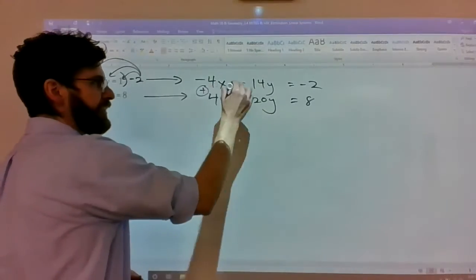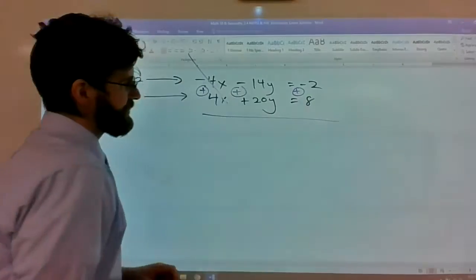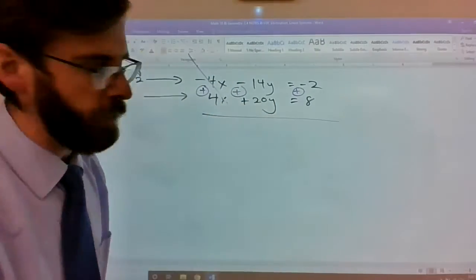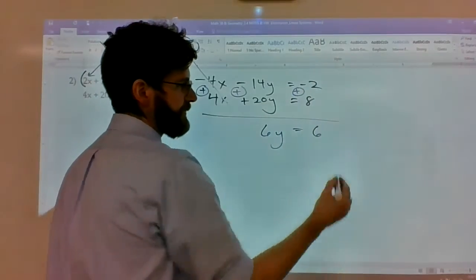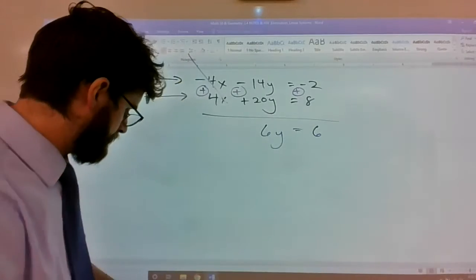Now when I add the columns, it's going to completely cancel out my x's. Negative 14y plus 20y would be positive 6y. And then negative 2 plus 8 is 6. Divide both sides by 6.